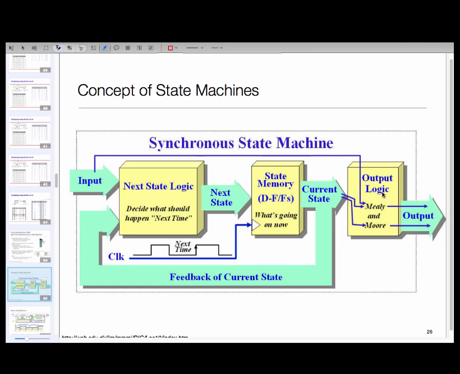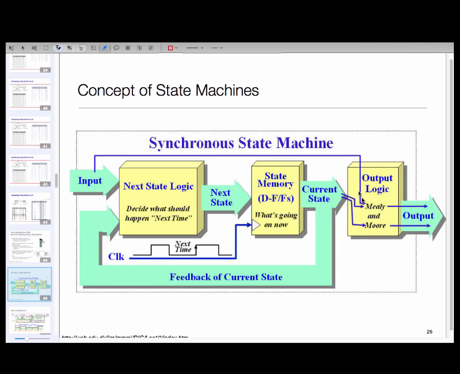The output logic takes the current state, and it may take the input coming from the outside world also, and uses them to compute the output. We talked about two versions of it. One case is where the output logic makes use of only the current state. That corresponds to a type of state machine called a Moore state machine. You see this little arrow: it's saying that for Moore type state machines, only the current state matters. For Mealy state machines, both the current state and the input come into play.